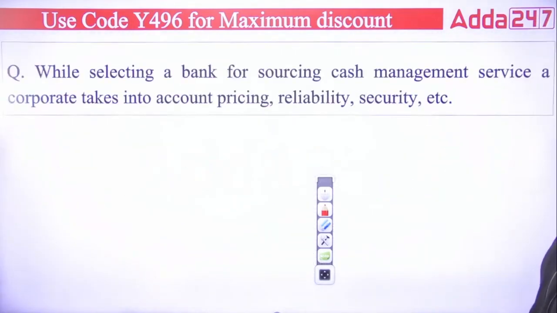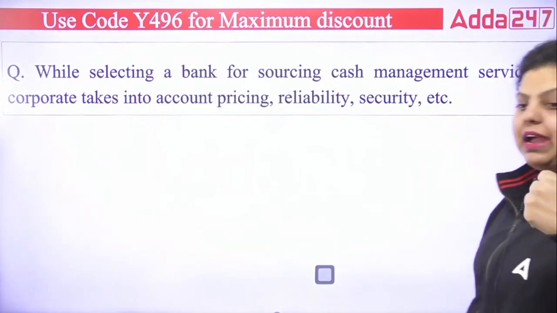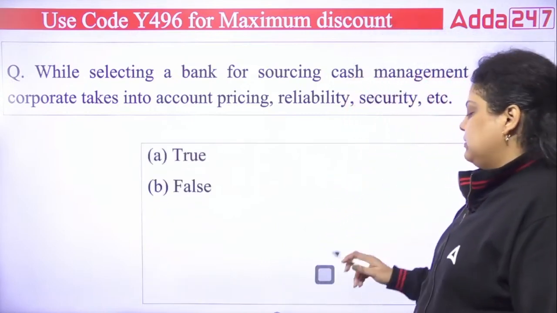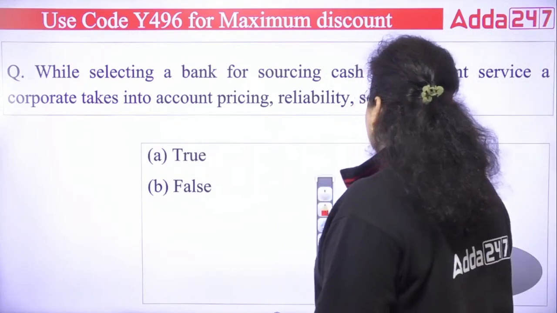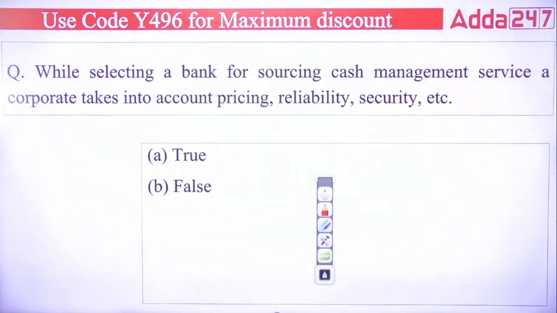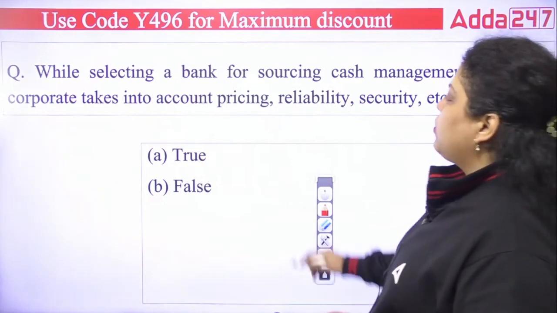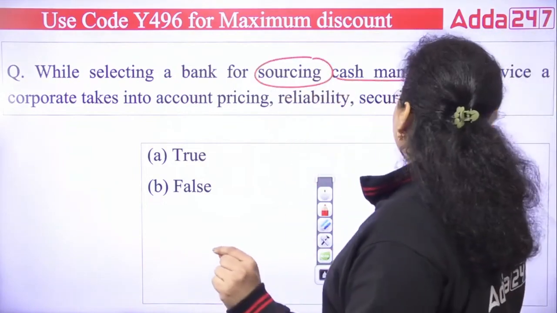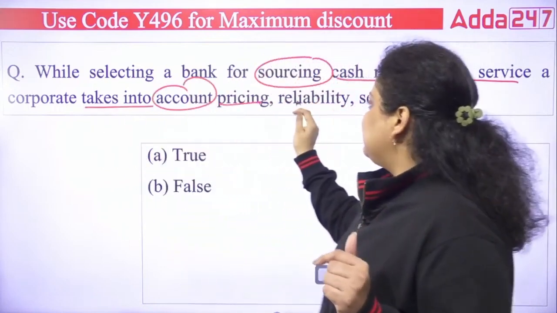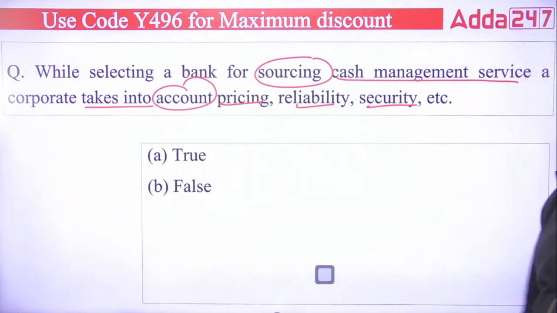Okay, now while selecting a bank for sourcing cash management service, a corporate takes into account pricing, reliability, security. True or false? You have to answer, is this true or false? So the question is saying that while selecting a bank for sourcing cash management service, a corporate takes into account pricing, reliability, security, etc. Is it true or false?